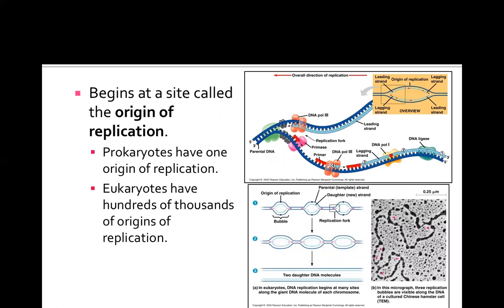Replication begins at a site referred to as, wait for it, the origin of replication. Prokaryotes, bacteria, only have 1 origin of replication, whereas eukaryotes have literally hundreds of thousands of origins of replication. Let's face it, we've got to have them. We've got 46 chromosomes, 3.5 billion base pairs. It would happen way, way, way too slowly if we only had 1 starting point.